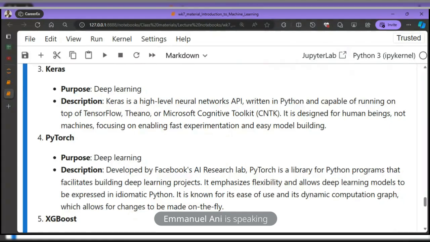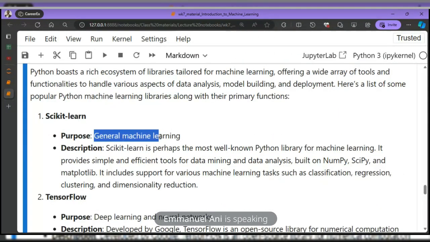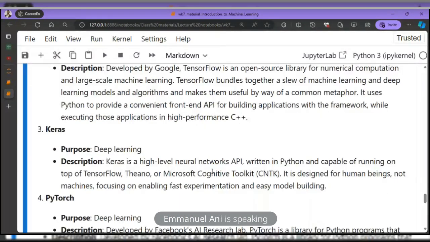So it is used for deep learning. Sklearn is not used for deep learning. It's basically used for general machine learning, traditional machine learning. So it's what you're going to use as an intro. It's basically where you're going to start from when you're trying to learn machine learning. All right, so we have another one here.